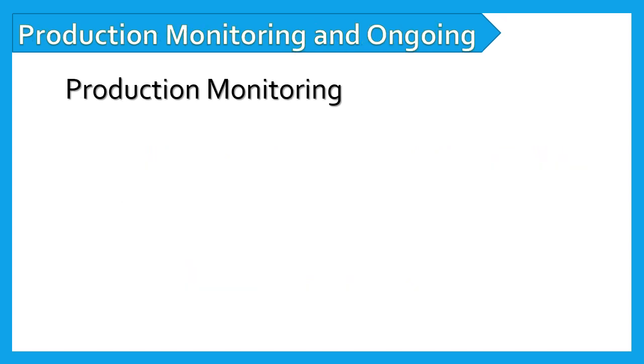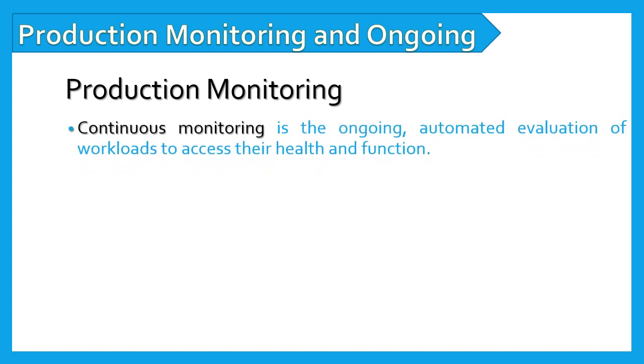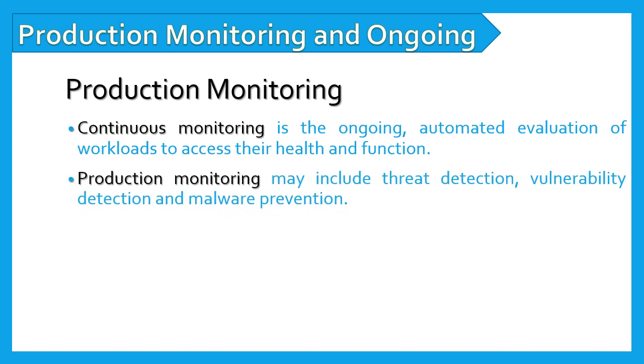Production monitoring and ongoing. Production monitoring. Continuous monitoring is the ongoing automated evaluation of workloads to assess their health and function. Production monitoring may include threat detection, vulnerability detection, and malware prevention. Since new threats and vulnerabilities are developed and discovered over time, it is important to monitor applications through their entire lifespan, not just while they are under development.